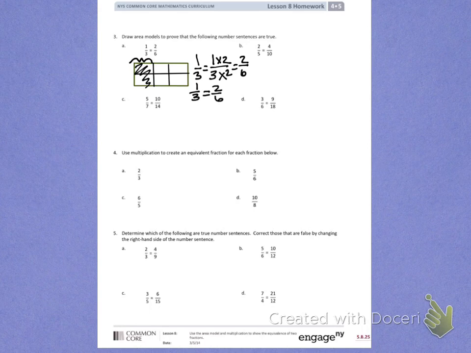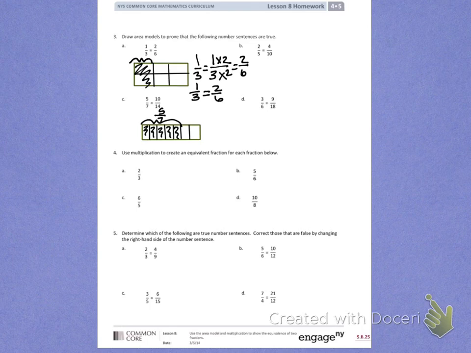I'm going to skip down to letter C at this point. And I need to use an area model to show that 5/7 equals 10/14. So here's an area model that's represented into sevenths, and I need to shade 5 of them. 1, 2, 3, 4, 5. So here's 5/7.